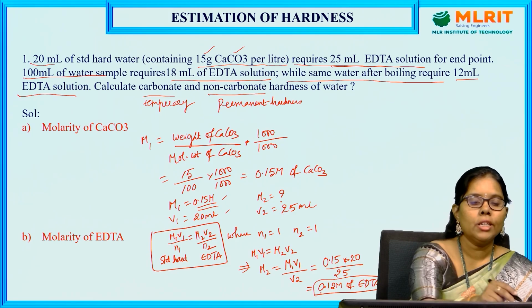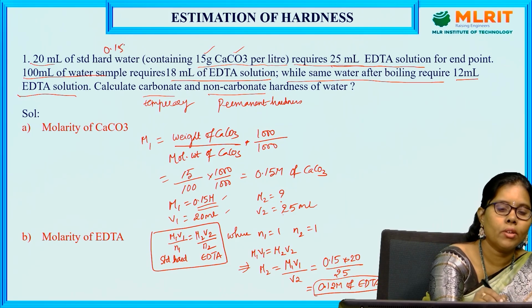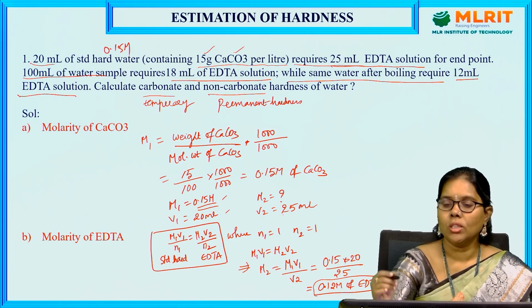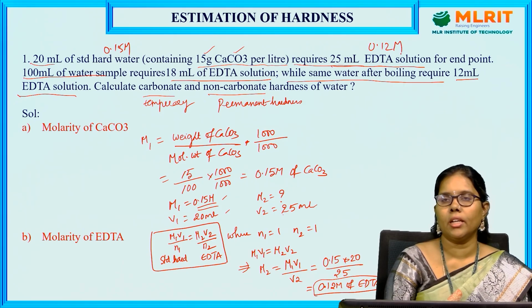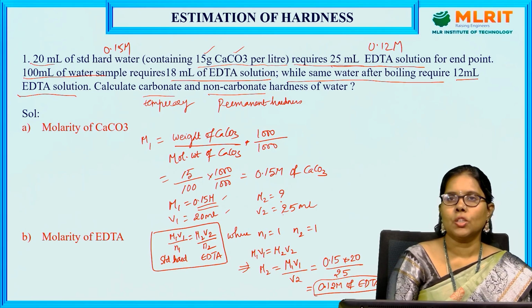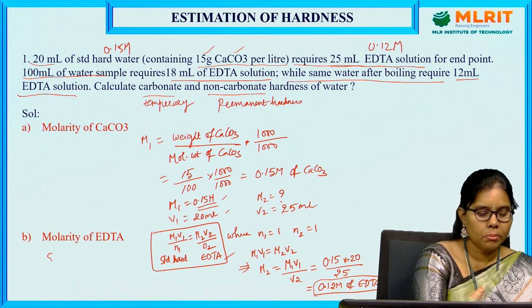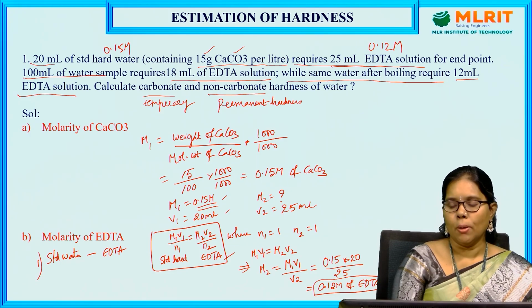So, 20 ml of standard hard water, what is its concentration? It is 0.15 molar, and it requires 25 ml of EDTA. What is the EDTA concentration? It is 0.12 molar of EDTA for the endpoint. So we have done the first step, between standard hard water and EDTA. This is step 1. From this step 1 we got the molarity of EDTA.